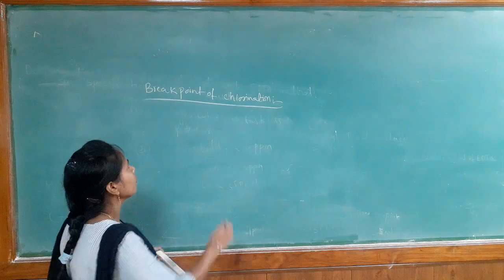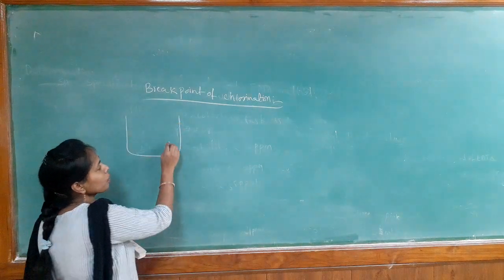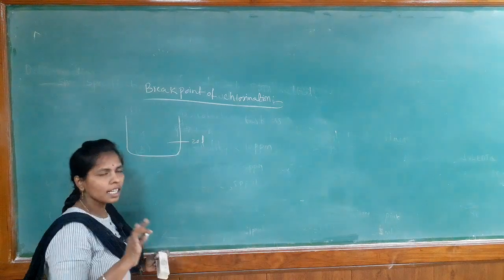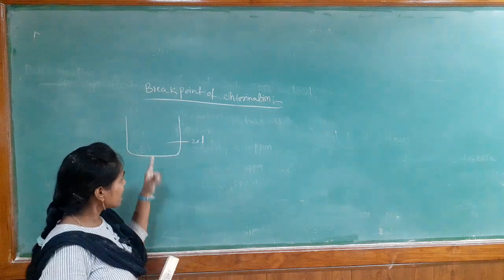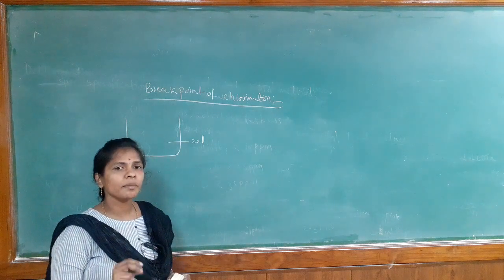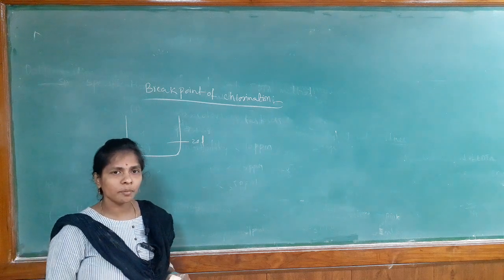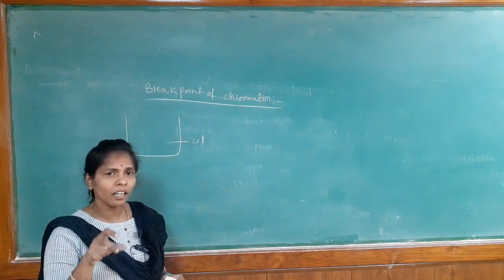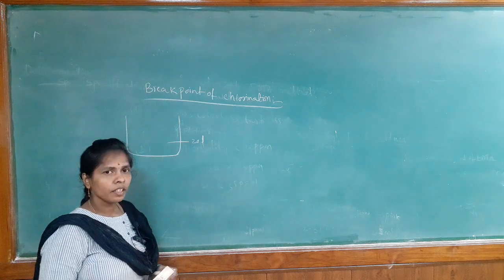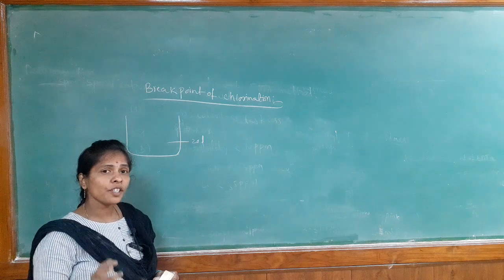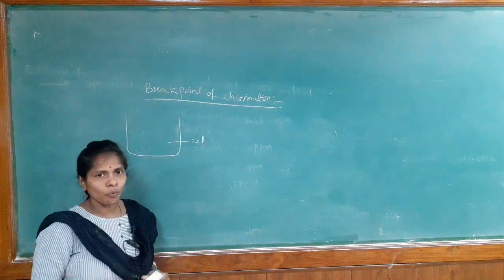So, let us assume this is a container. In this container we are taking around 20 liters of water sample. Now, this water sample has some disease causing microorganisms. So, how are we killing the disease causing microorganisms? By adding the chlorine or the bleaching powder. But here we need to know how much chlorine is required for the 20 liters of water sample.